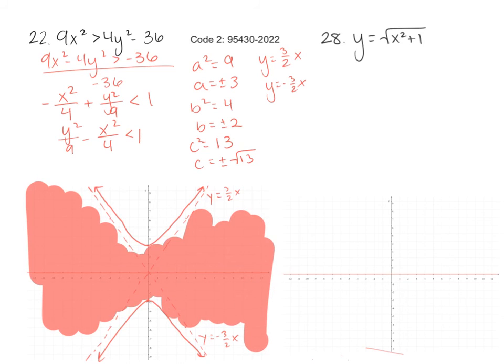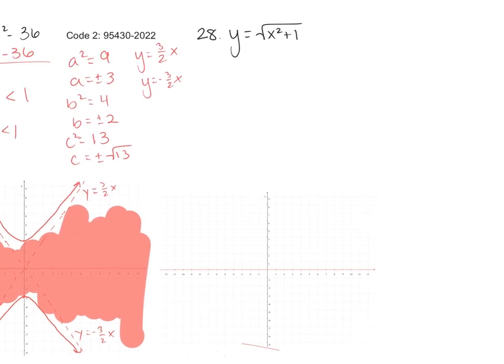And make sure that your hyperbolas are dashed. I can't dash them anymore without just getting rid of everything. So they should be dashed. The graph in the notes is correct. I did not dash my graph because it's a little too hard on this thing, okay? And that's our graph for the inequality.